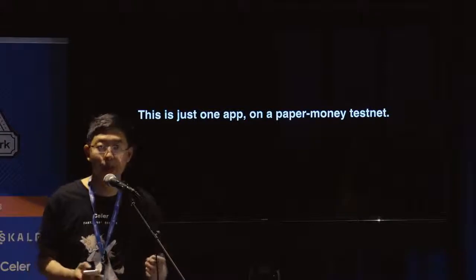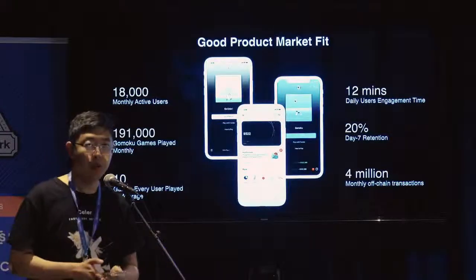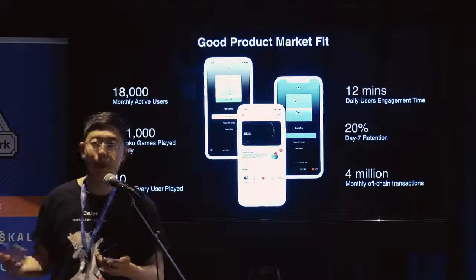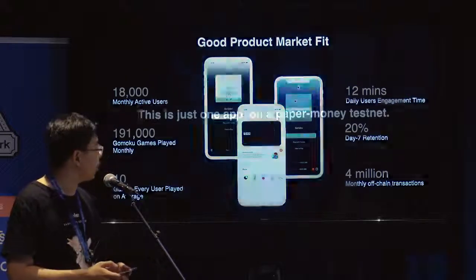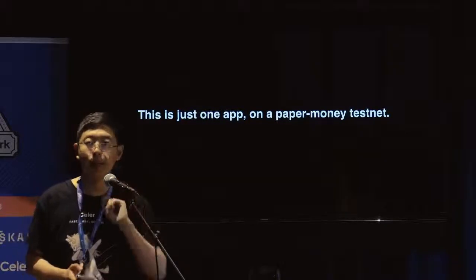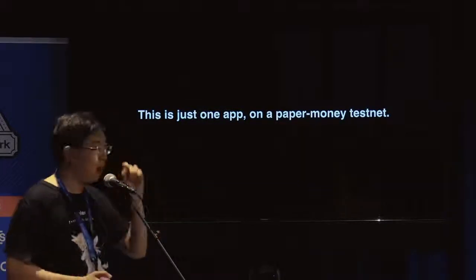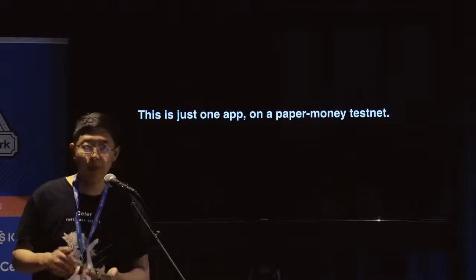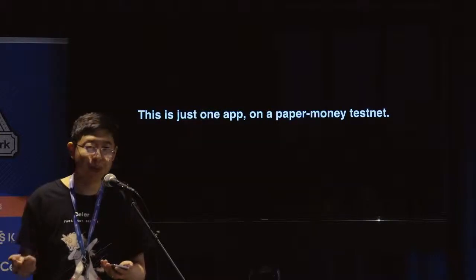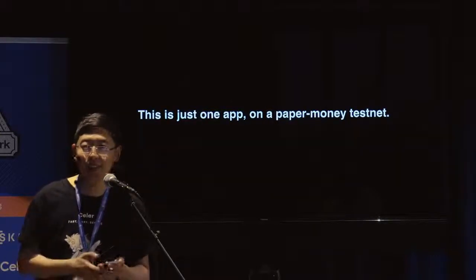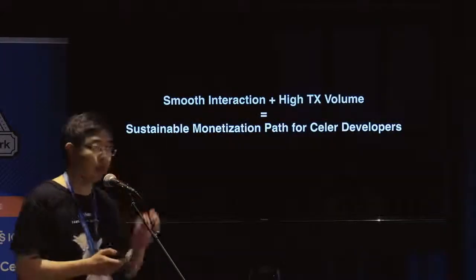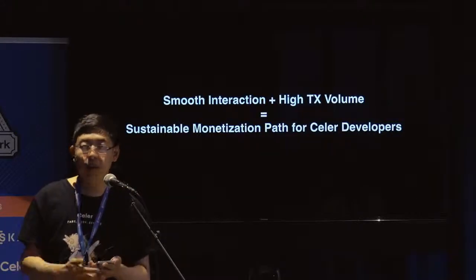And these numbers that I just talked about resemble not a decentralized application, but an application with a proper growth trajectory. The interesting thing is that this is just one application built on top of Celer, and on a paper money testnet. The token you just saw, called a game token, is on Ropsten, and we printed that token on Ropsten. So it's literally double fake money, right?